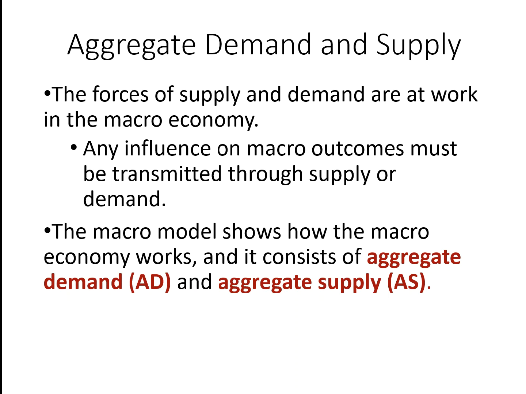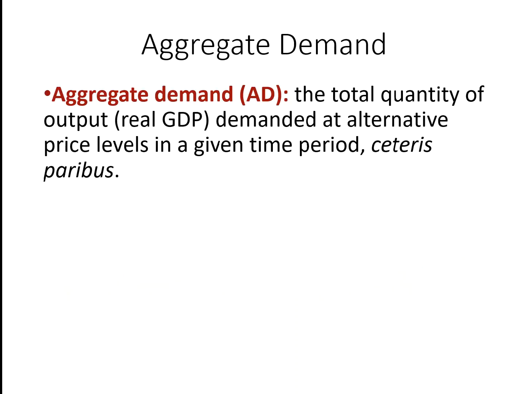So first, what is aggregate demand? Aggregate demand is the total quantity of output, usually measured by real GDP, at alternative price levels in a given time period, ceteris paribus. It sounds very similar to demand, which is the quantity demanded at a given price in a given period of time, ceteris paribus. But keep in mind, with aggregate demand we are looking at the relationship between real GDP and the price level, which can be measured by the CPI.